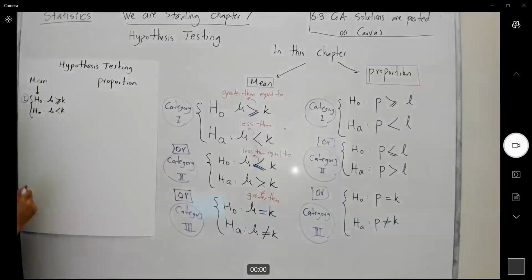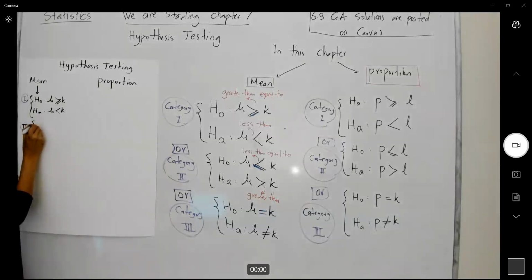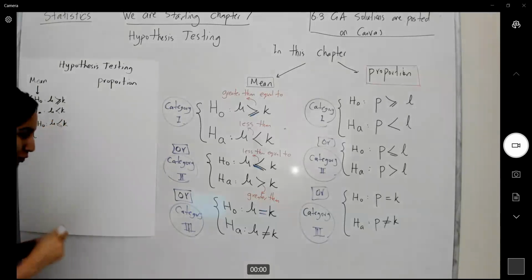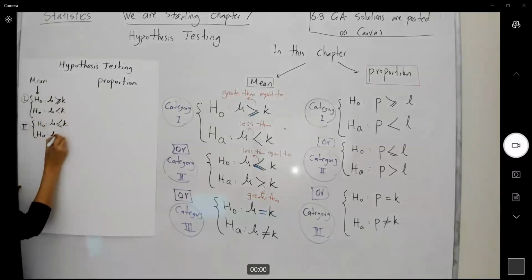Category number 2, the second category for the mean, says my null hypothesis: mu is less than or equal to k. Don't forget your equality, less than or equal to k. And our alternative, which is the opposite of less than or equal to, says the mean is greater than k.